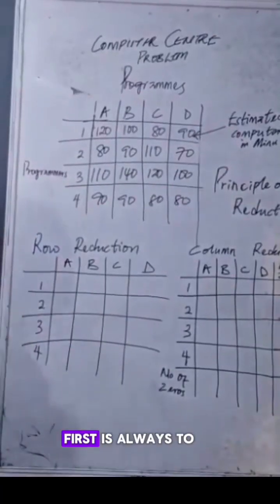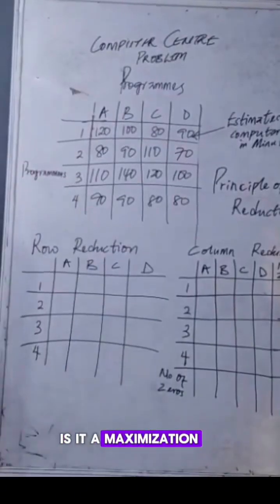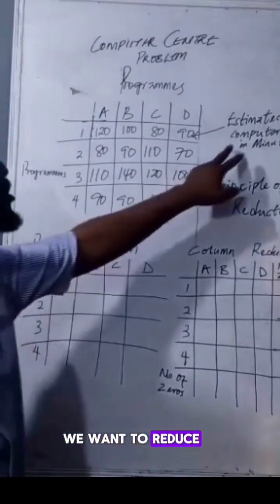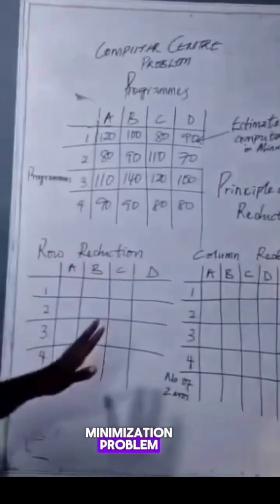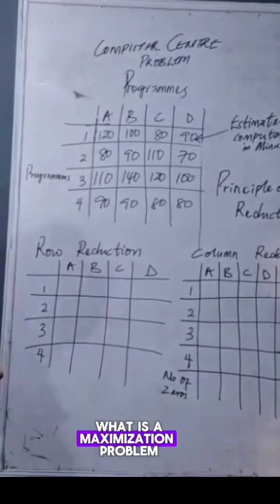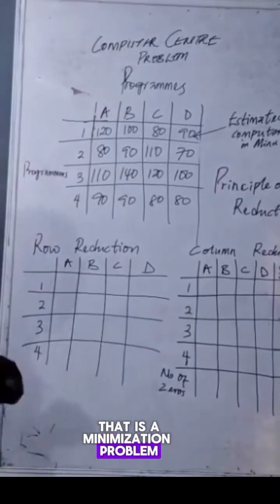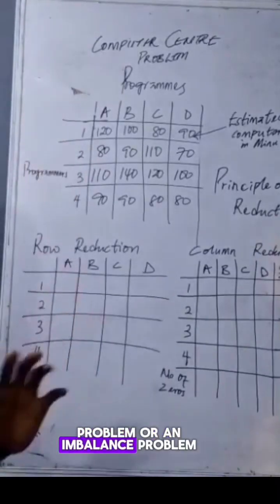The first thing is always to look at the problem and ask ourselves, is it a maximization problem or a minimization problem? The fact that we want to reduce the computer time in minutes means it is a minimization problem, not a maximization problem. Having known that, the next thing you ask yourself is, is it a balanced problem or an imbalanced problem?